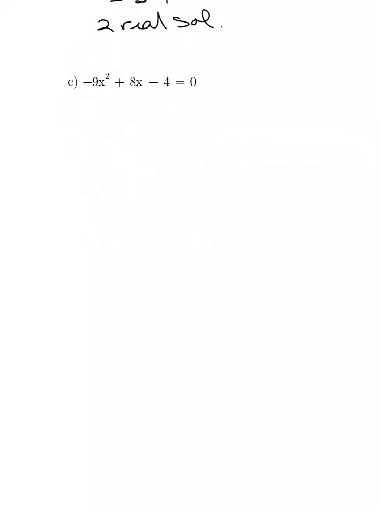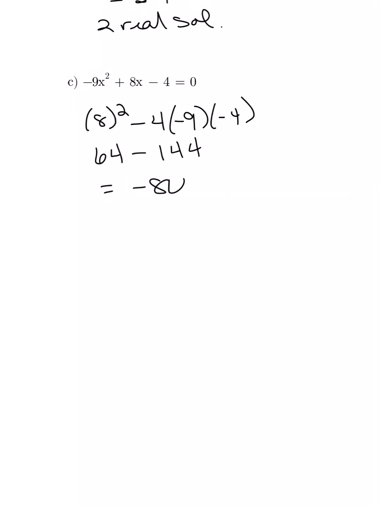On example C, if we take our b, which is positive 8, and square it, and do minus 4 times our a is negative 9, times our c is negative 4. This will give us positive 64, and then we have a negative times a negative times a negative, which is a negative. 36 times 4 is 144. This will give us negative 80 as the value of our discriminant. If the discriminant is negative, there are no real solutions.